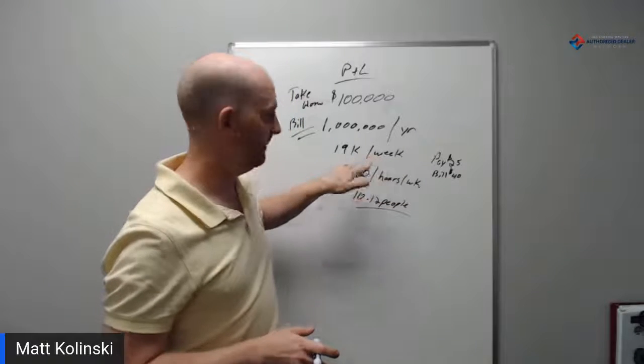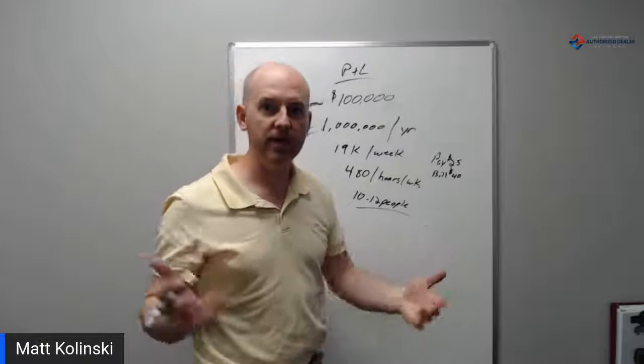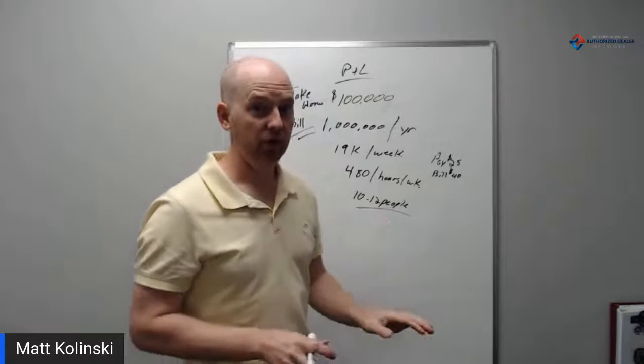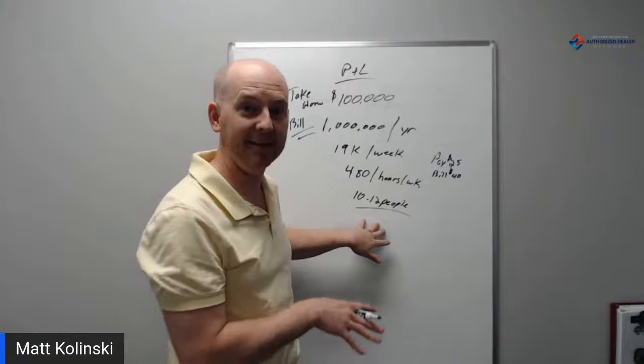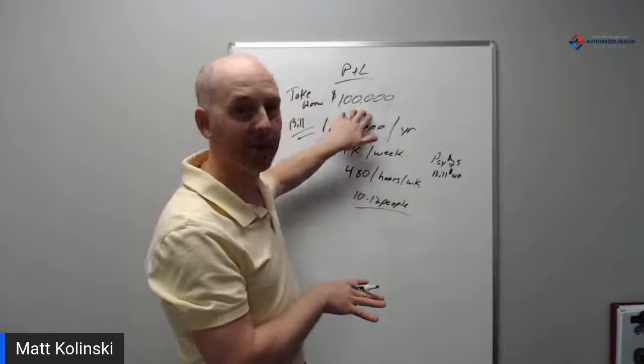19,000 per week in billing, 480 billable hours per week, 10 to 12 people if you take an average of 40 hours per week. So let me break that down again, because it only takes 10 placements to bill $1 million to take home $100,000.